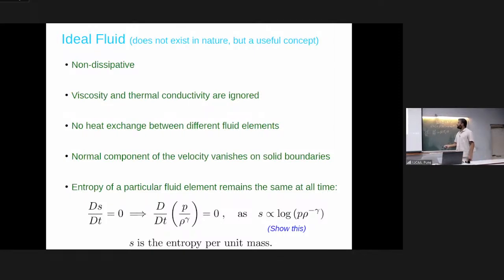So suppose I want my equation to look in terms of pressure and density. So I can use this identity, P by rho to the gamma, but then you must know explicitly that this is true. So that's an exercise. Show this.